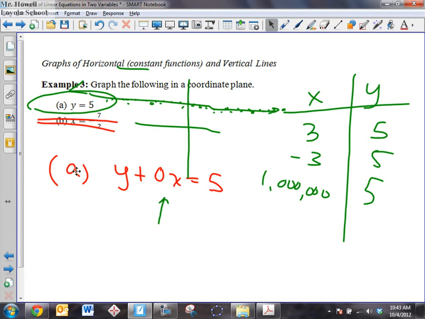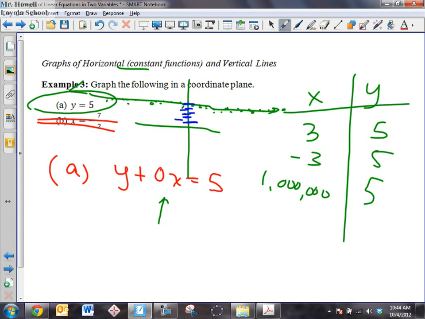So in your notes, you want to write down, whenever you have y equals some number, it's a horizontal line at that height, going through 5, or whatever that number is. If it had said y equals 72,000, I'd have to go up to 72,000 and draw a horizontal line. If it said y equals pi, I'd have to go up to approximately 3.14 and draw a horizontal line. Is that clear? It's always a horizontal line when it says y equals some number.